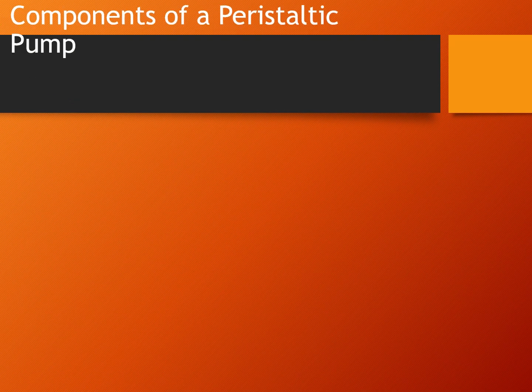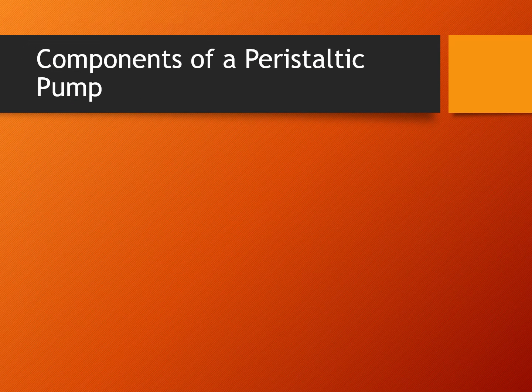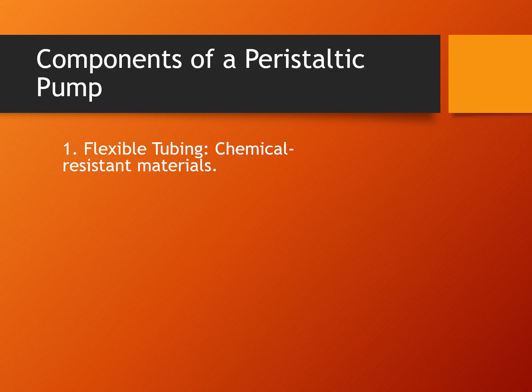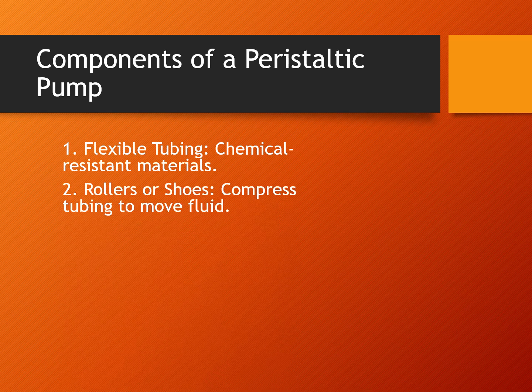Let's move on to the slides where we talk about the components of a peristaltic pump. What are the individual parts that make up the whole pump? To understand energy transformations in peristaltic pumps, we need to examine their main components. We have the flexible tubing, made of materials like silicone, Tygon, or Bebton. The material is chosen based on compatibility and flexibility.